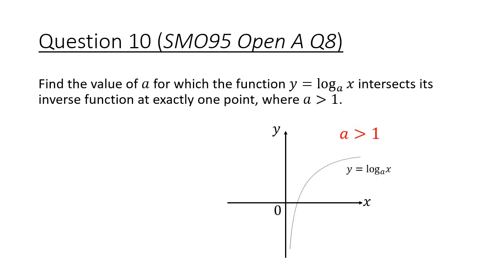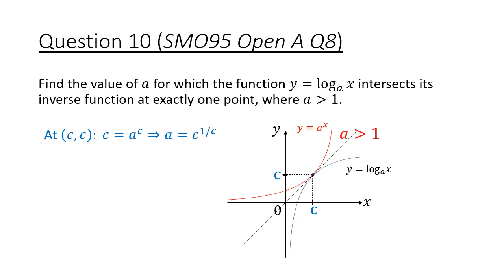First, let's graph our log function y equals log base a of x, and then our inverse function y equals a to the power of x. Now, if the two graphs intersect at only one point, these two graphs must be tangent to each other, and that tangent also has to be the line of symmetry, which is y equals x. So at x equals c, y would also be c, and at this intersection point (c, c), c will equal a to the power of c. And if we make a the subject, a will equal c to the power of 1 over c.